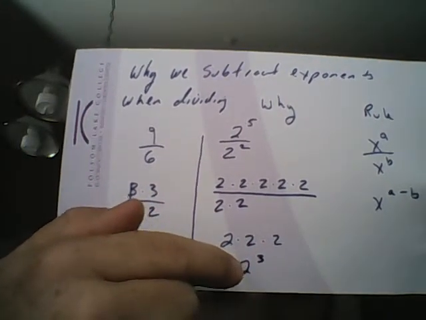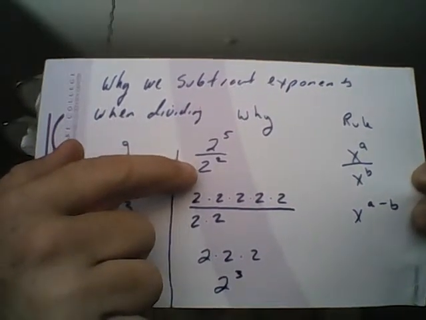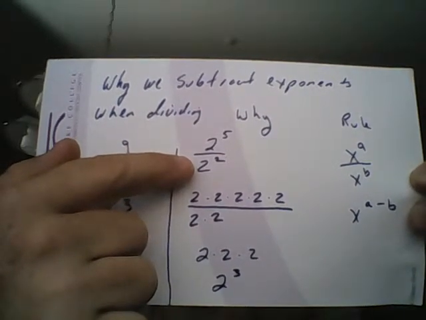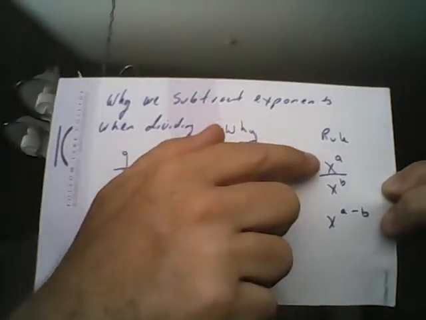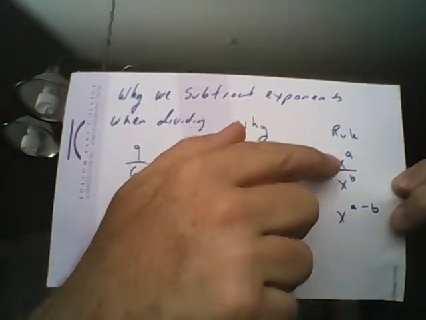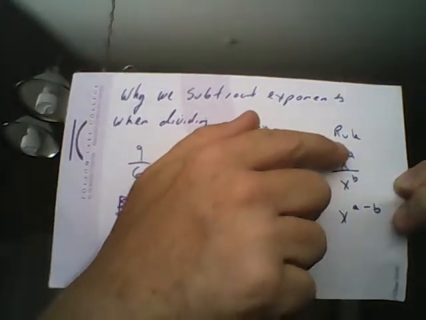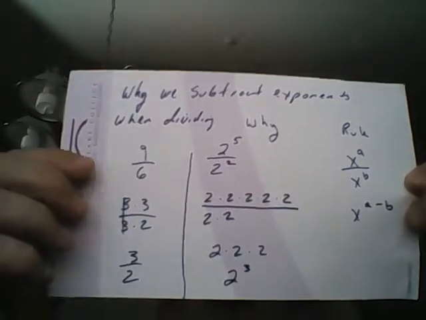Now, an easy way to do this without using a rule is just count how many factors do I have on top, 5, how many factors do I have on the bottom, 2. So when I cancel common factors, I have a total of 3 factors left on top. So that's why I get 2 cubed. Over here is the rule. The rule says if you have x to the a over x to the b, that's x to the a minus b. Because if I had a factors of x on top and b factors of x on the bottom, I would cancel the common factors and get x to the a minus b.